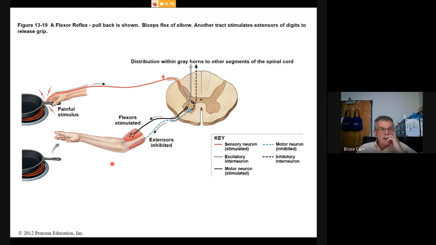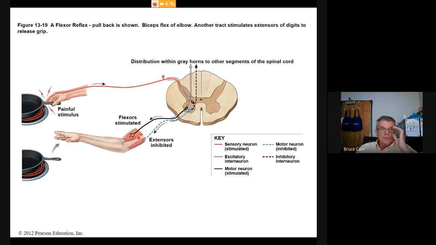Now, interestingly enough, this is showing just a light touch, and the biceps brachii is showing this flexor reflex. We're flexing the elbow, but in this case, you notice we did not grasp the skillet handle, because if you reached over to a hot skillet, picked it up, you would have to both flex the elbow and release the skillet. That's a different, more complicated reflex. But this is showing something that has to happen.